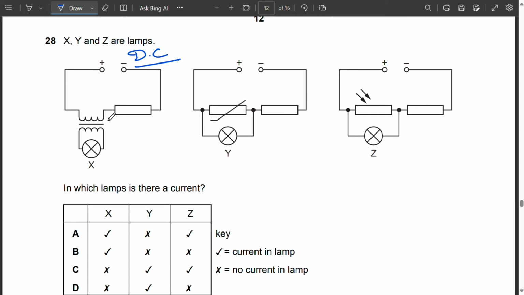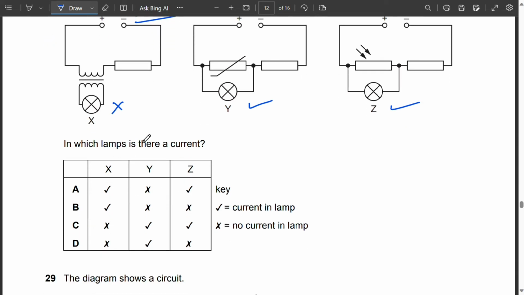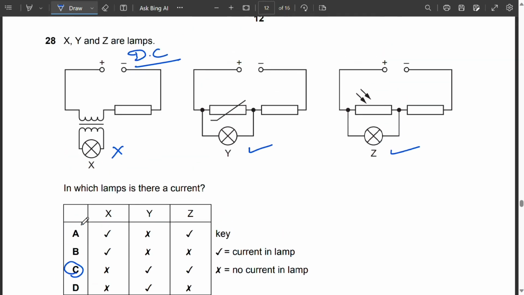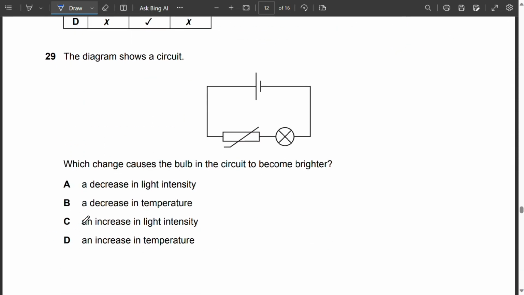Now you should know that in a transformer, a direct current won't work, so there will be no current in X. Now this is a variable resistor, so yes, the current will flow, and you can say this is a light dependent resistor. Yes, the current will flow. So X and Z, the current will flow. No, sorry, Y and Z, the current will flow, not from X. So I think C is the correct option. For 28, C is the correct option.